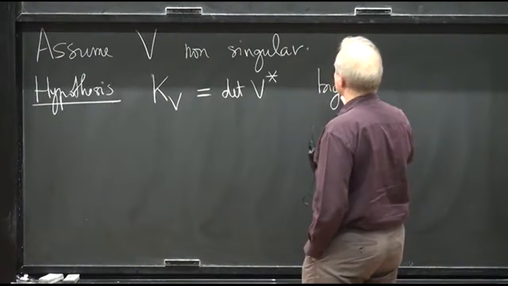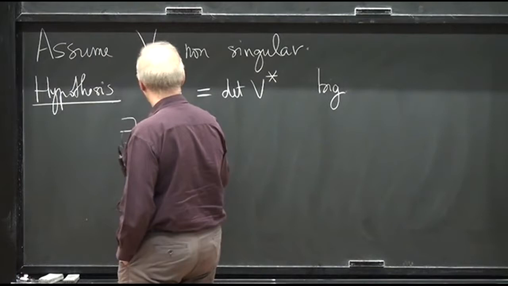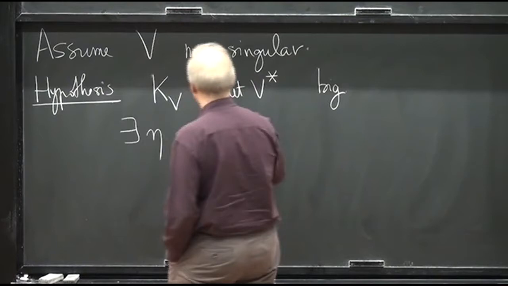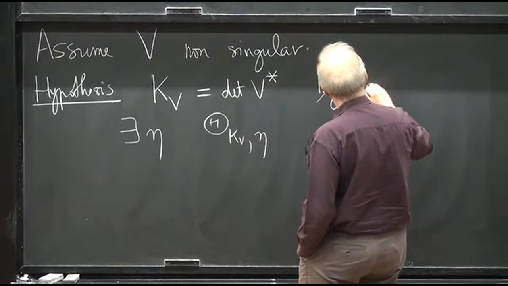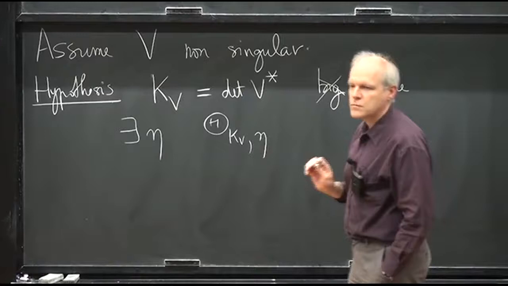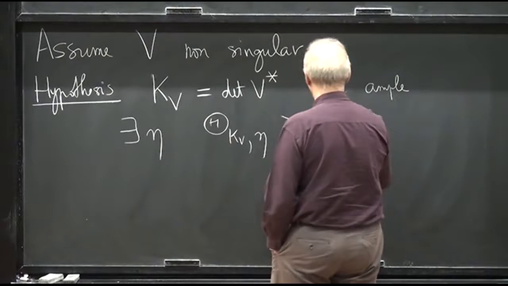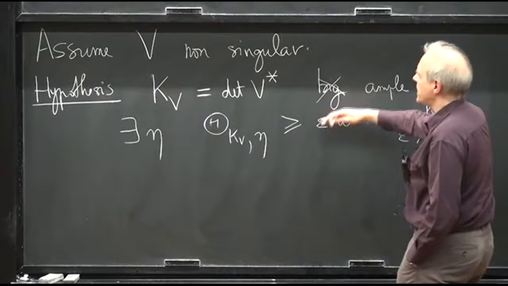Big means that there exists a metric, say eta, such that the curvature is positive but maybe with poles. Well, if you are not used to that, you might suppose ample instead. If it's ample, then by Kodaira, you can even take eta to be smooth. If it's big, you have to accept poles, just algebraic poles. So this will be larger than epsilon times omega, where omega is a Kähler metric, and epsilon positive. In fact, this is equivalent to being big, to allow eta to have poles.